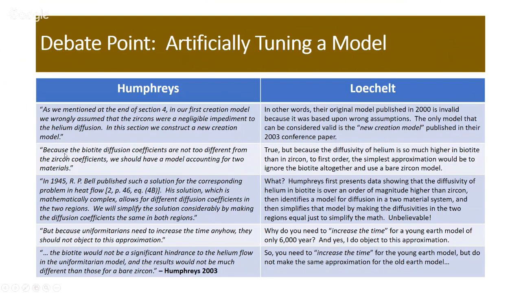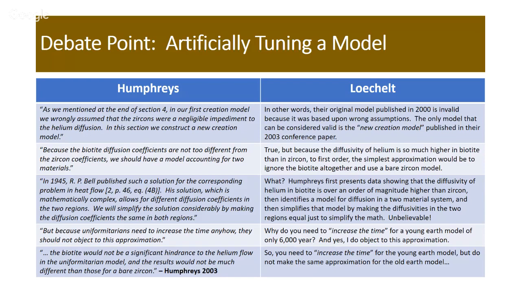And then he says this: because the biotite diffusion coefficients are not too different from the zircon coefficients, we should have a model accounting for two materials. Okay, that's somewhat reasonable, but I would say that the diffusivity of helium is so much higher in biotite than zircon that really, to first order, you could ignore the biotite altogether and just use a bare zircon model. But if you really want to model a two material system, okay, I'm not opposed to that. I'm just saying it's probably not necessary.